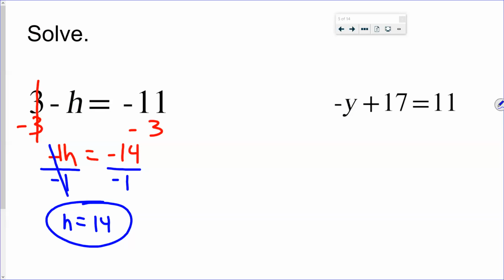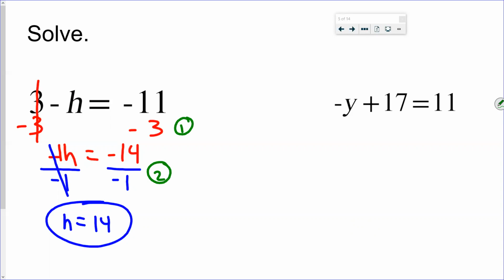One cool little trick: if you see a minus sign in front of the variable, just change the sign of the other side. Let's go back to this one again real quick. Like I said, it looked like it was one step, but we actually did two steps here. We subtracted 3, then we divided by negative 1. So that's why it is a two-step equation.